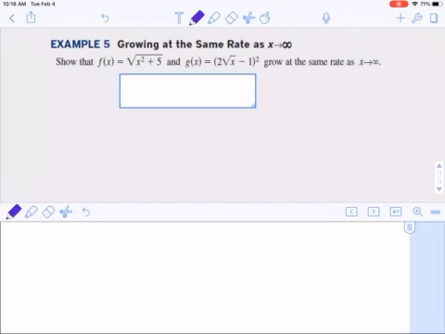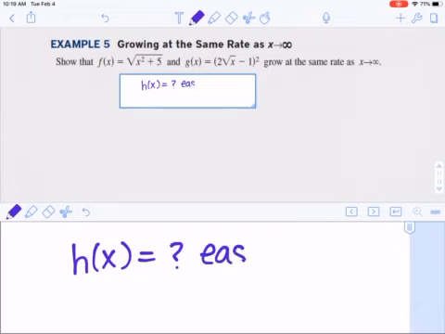And so here's my goal. My goal is to figure out some h of x that would be easier to compare them to. If I could prove f and h grow at the same rate and h and g grow at the same rate, then f and g would have to grow at the same rate by transitivity. So can I think of something easier to compare them to? Here is what I'm going to pick. I'm going to pick h of x equals x.